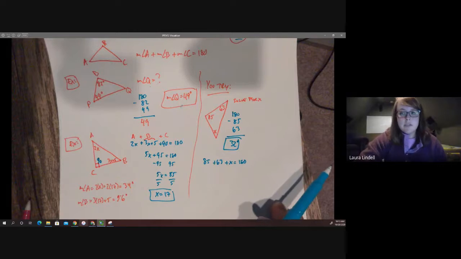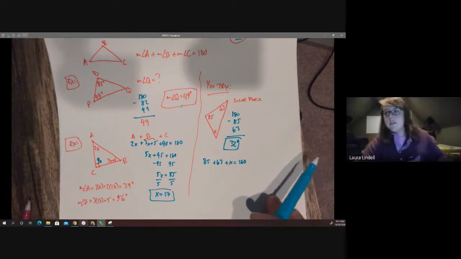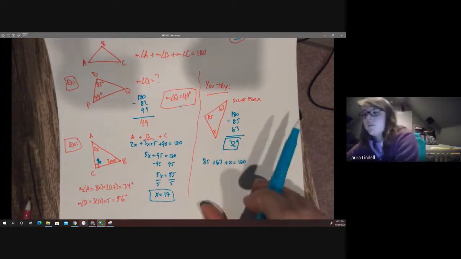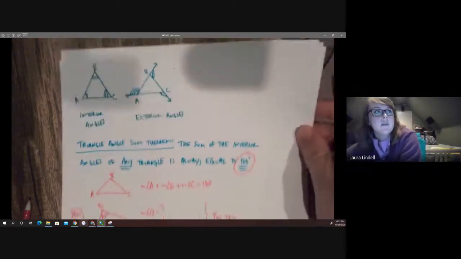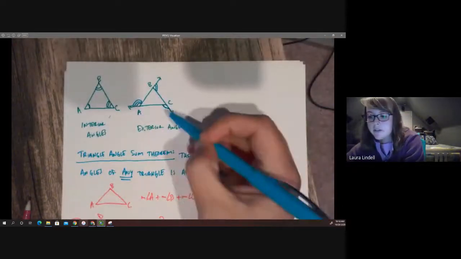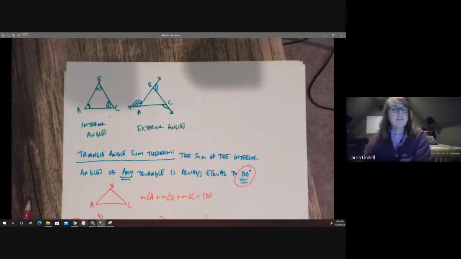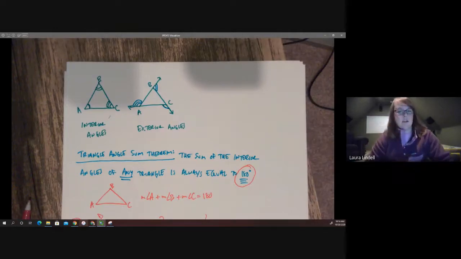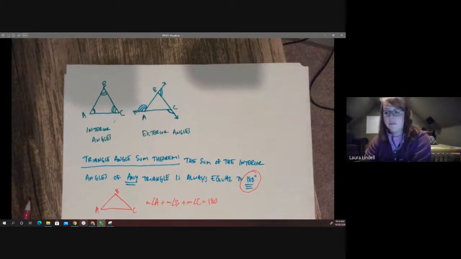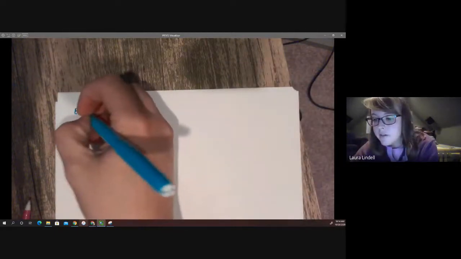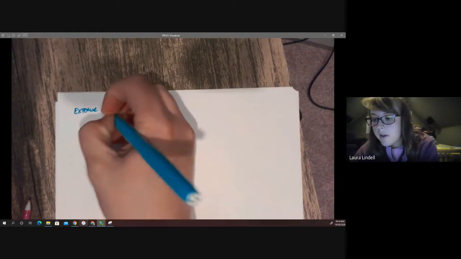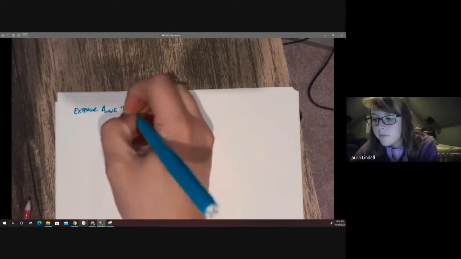We have one last thing we'll talk about, and it's involving exterior angles. Remember back to the top of this page of notes here, we had these exterior angles. There's an exterior angle theorem that we're going to talk about next. So it's kind of like the triangle angle sum theorem, a little bit different. Exterior angle theorem.